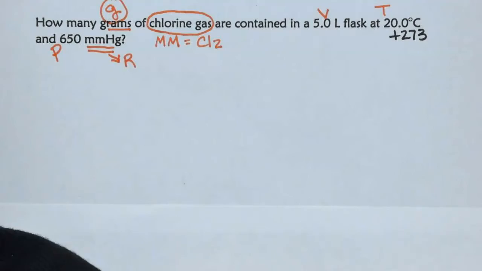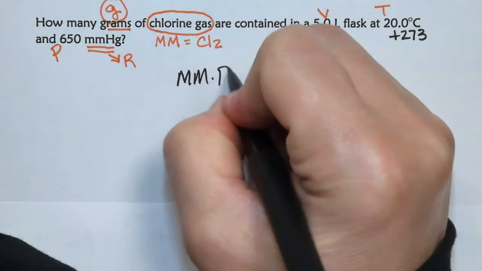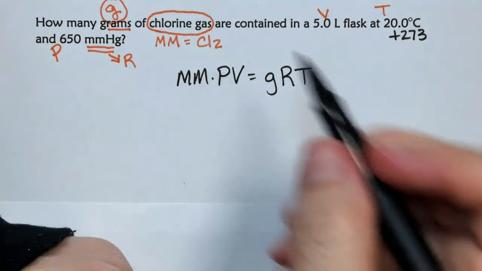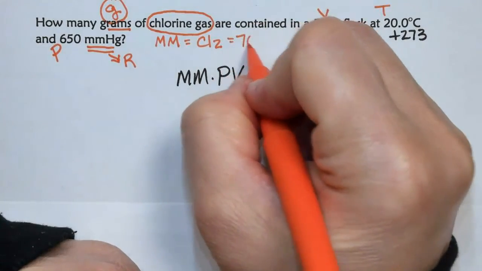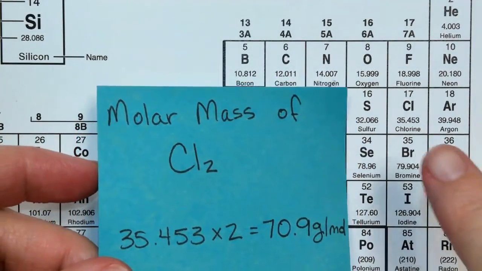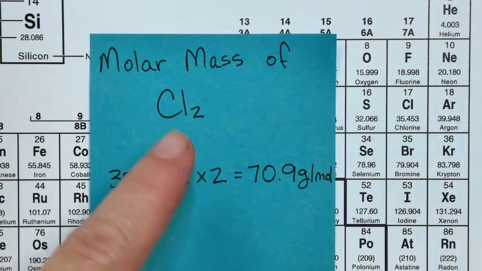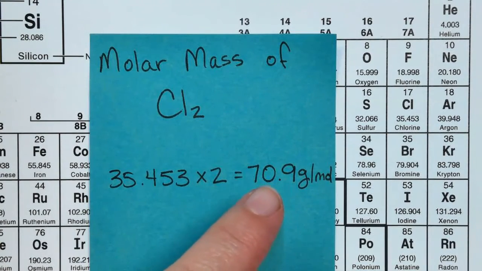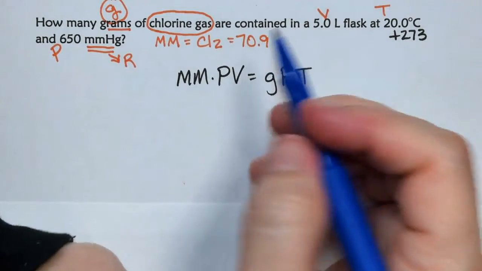So now I'm going to write out my equation. It's going to be MM times PV equals GRT. When we go to the periodic table and add up the grams of Cl2, we get 70.9. We get this value from the periodic table right here. The mass of chlorine is 35.453. Multiply it times 2 because it has a subscript of 2, and that's how we get the molar mass of 70.9.